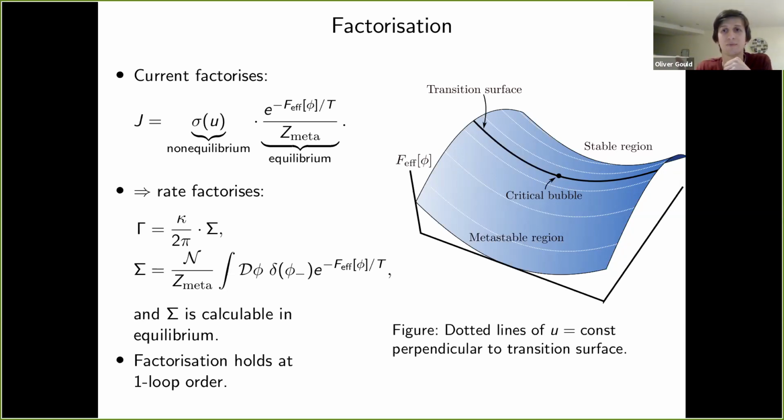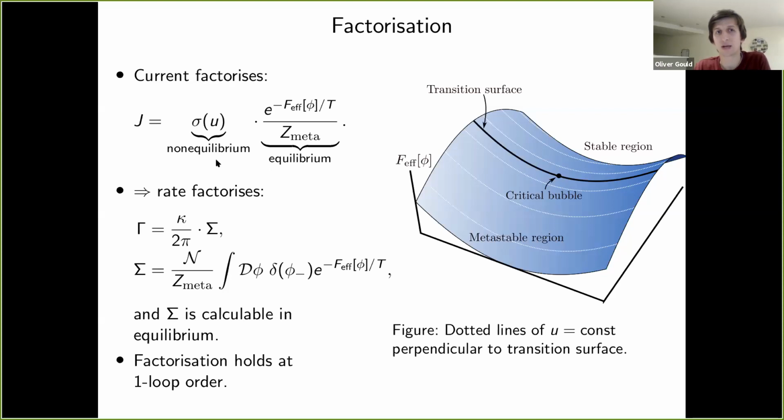And solving this problem in this quadratic free energy, the equations basically become linear. You can show, or it was shown, that the current factorizes. So this is a non-equilibrium problem, and the non-equilibrium physics factorizes into a product of two terms. There's a non-equilibrium term, which depends on only a single scalar variable, u, and u is perpendicular to the transition surface. So it varies perpendicular to this transition surface.